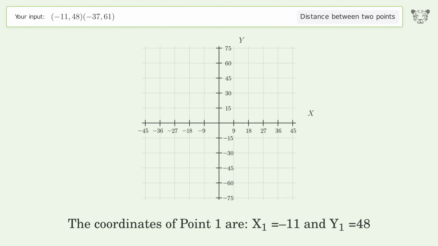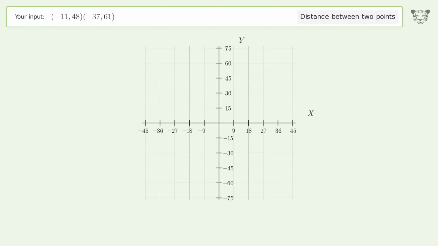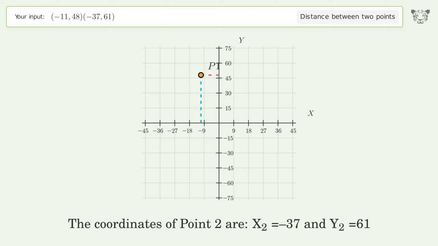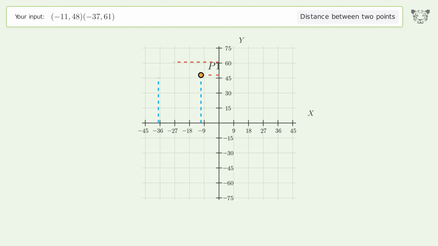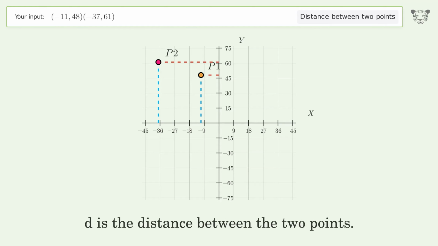The coordinates of point 1 are x1 equals -11 and y1 equals 48. The coordinates of point 2 are x2 equals -37 and y2 equals 61. D is the distance between the 2 points.